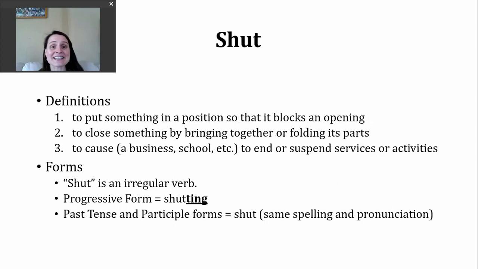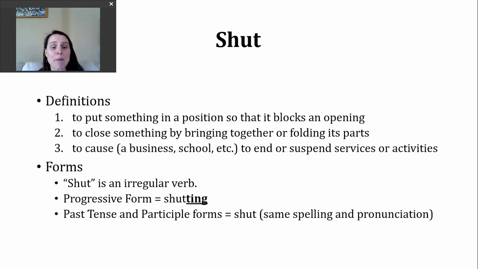Let's look at different forms for shut. This is an irregular verb. If we want to make the progressive, because this verb ends in consonant, vowel, consonant, we need to add another T before adding ing. So you can see there the progressive form, shutting.